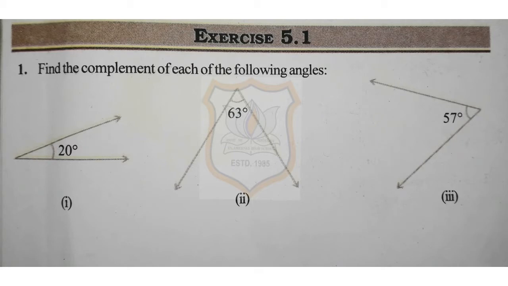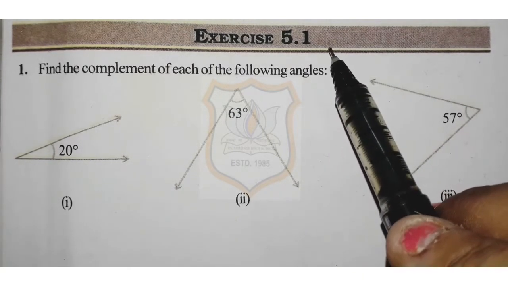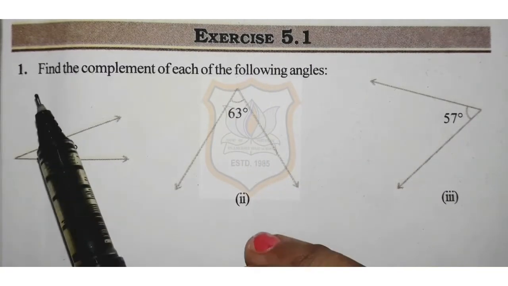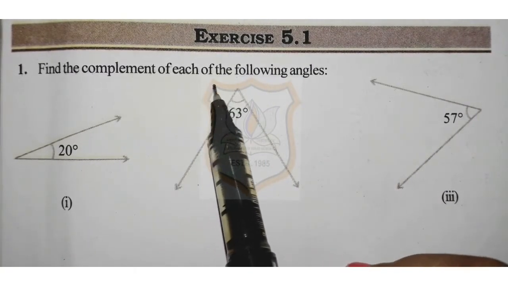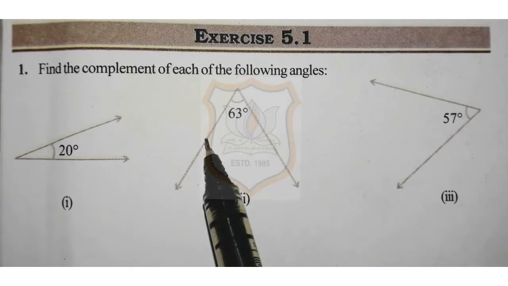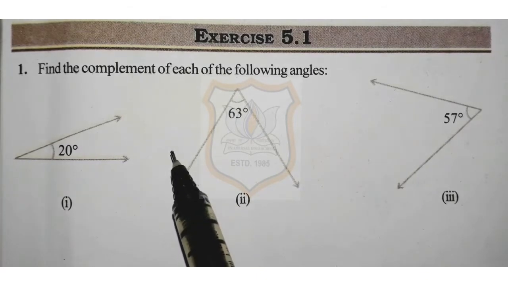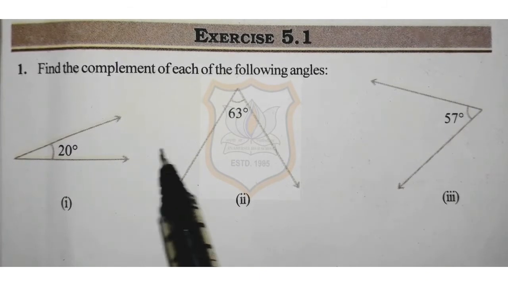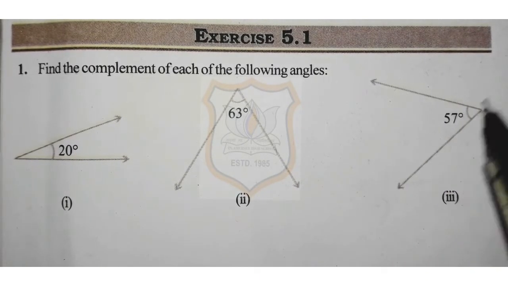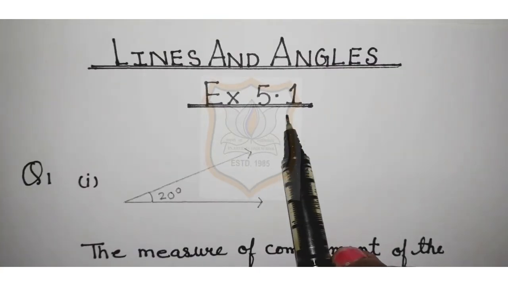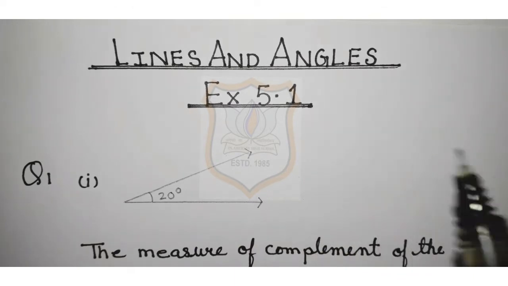Students, we are going to start our video with exercise 5.1. The first question of exercise 5.1 is: find the complement of each of the following angles. It means angles are given here and you have to find the complement of each of these angles. Students, let's start solving exercise 5.1, chapter Lines and Angles.